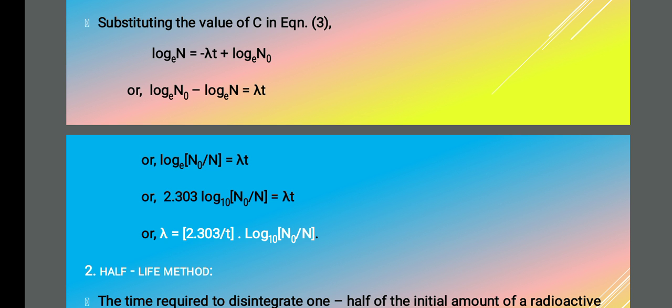And now you get the form. Log e can be converted to log 10 simply by multiplying by 2.303. So you get the final answer as 2.303 log N0 by N to the base 10 equals lambda t. Or simply lambda equals 2.303 divided by t into log N0 by N to the base 10. So this is the rate of radioactive disintegration. Is it okay?